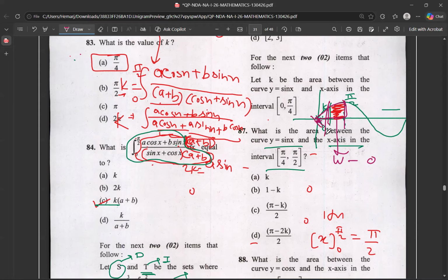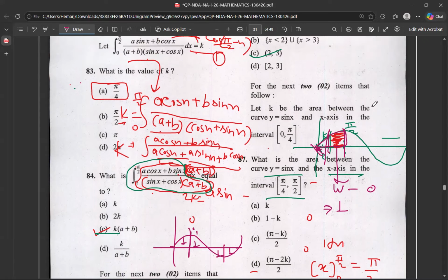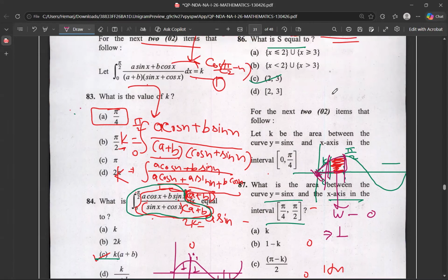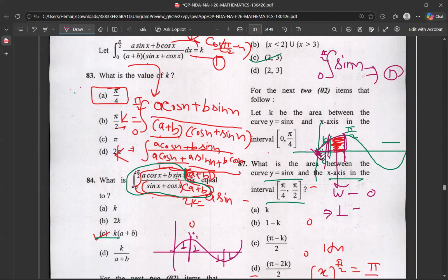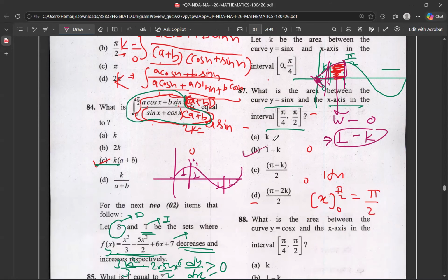Now, if you integrate sin x from 0 to pi by 2, you will get 1. Or you can remember that it is a property of sin and cos that from 0 to pi by 2, their area is 1. Or, if you are not able to recall it, you can integrate sin x from 0 to pi by 2 and get 1. So this whole area is 1 minus the area from 0 to pi by 4, and that is given in the question, that is K. So 1 minus K, option B.